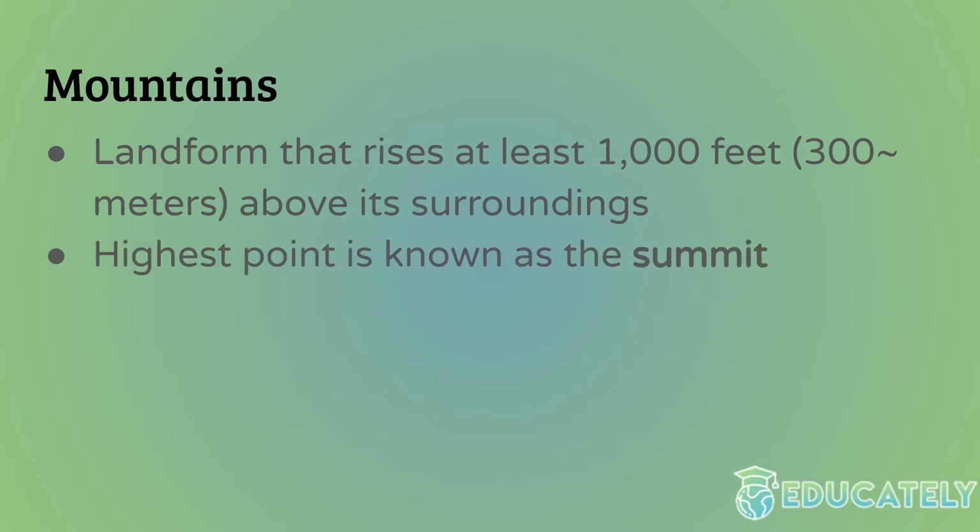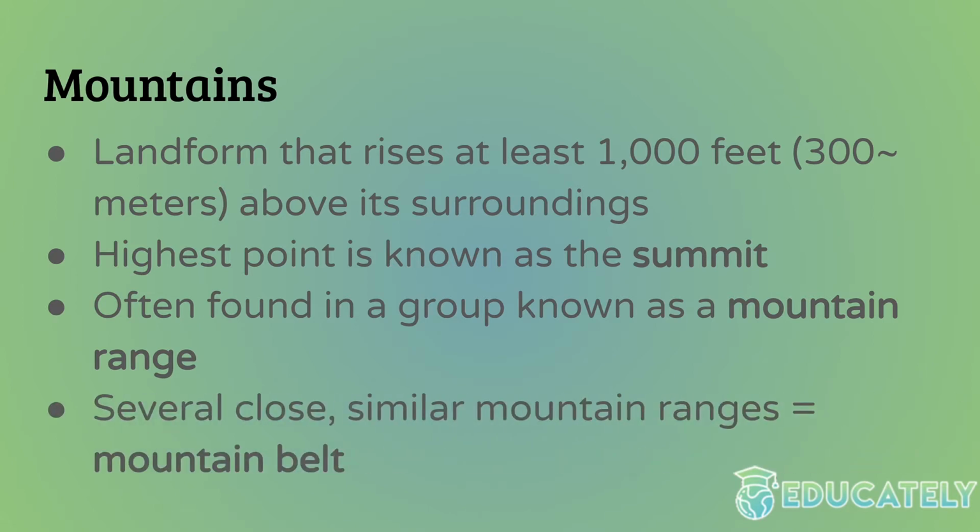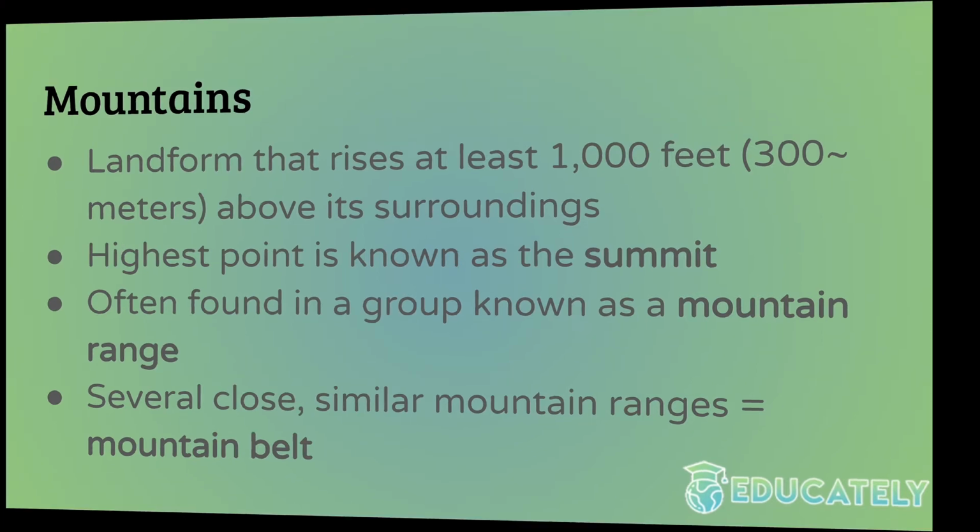The highest point in a mountain is known as the summit. And oftentimes you won't see mountains just appear and form individually. They will form in groups, which are known as mountain ranges. And sometimes you have mountain ranges that aren't necessarily connected together, or they have small distinctions amongst themselves. Usually these close, similar mountain ranges are known as mountain belts, and usually they form from one geological process. So, for instance, two specific tectonic plates merging into one another might create several mountain ranges in different areas. That group of mountain ranges might be known as a mountain belt.